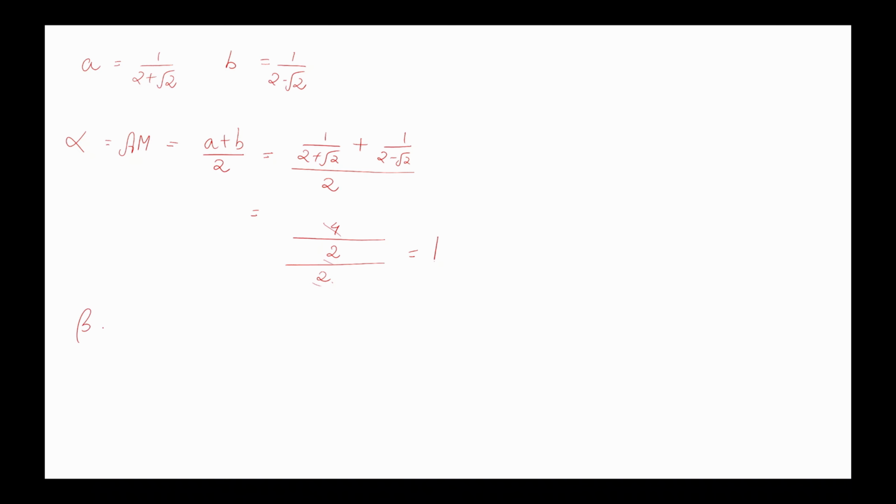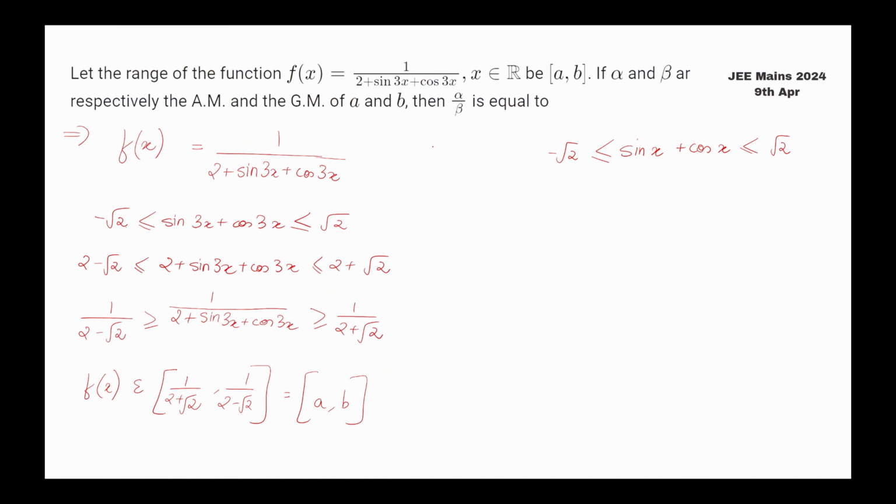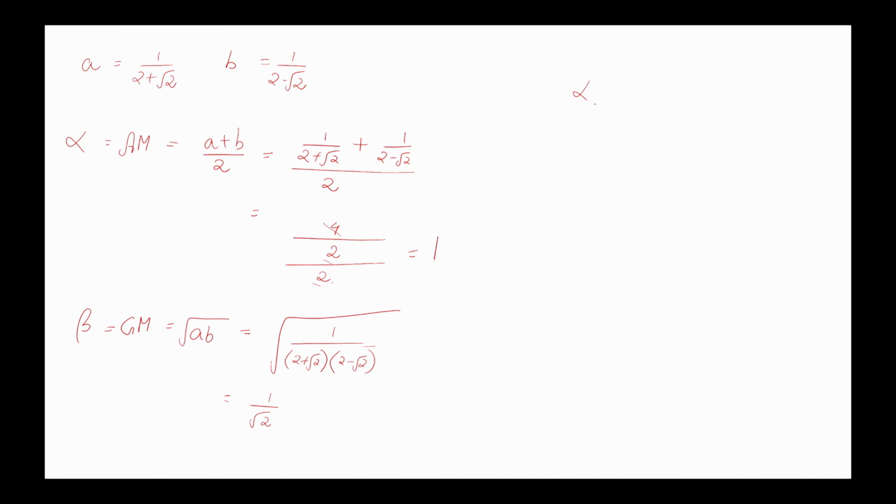Now if I find beta, beta is basically the geometric mean, which is root under ab. So root under 1/((2 + root 2)(2 − root 2)). So what would I get? This would become 1 by root 2. So I've gotten my alpha and beta now. My alpha is 1, my beta is 1 by root 2. Now I have to find the value of alpha by beta. So alpha is 1, my beta is 1 by root 2, so the value comes out to be root 2, and this is my answer.